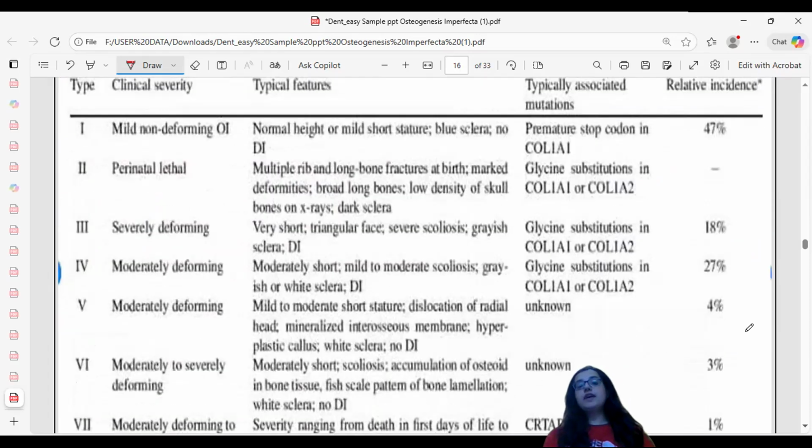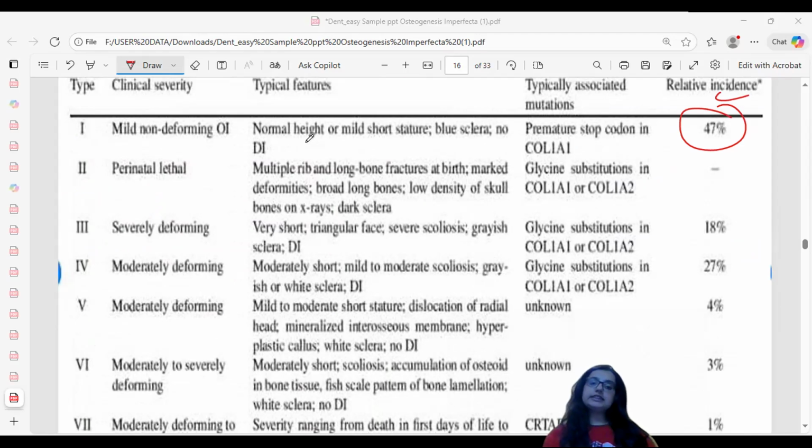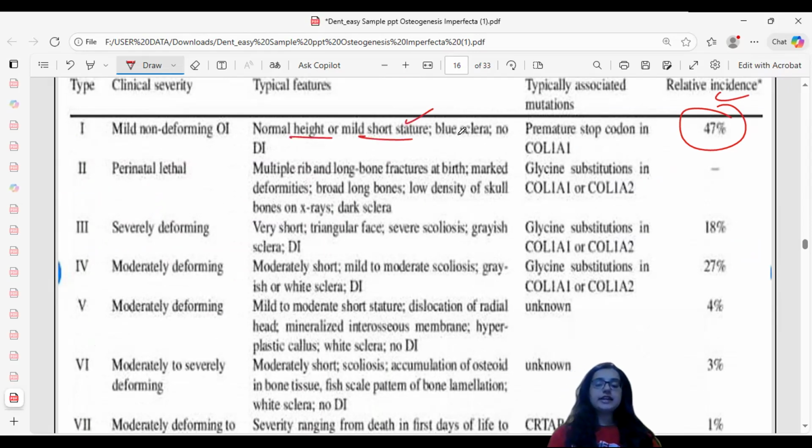Coming on to the more advanced classification, the recently modified classification, it involves the relative incidence. The 47% is the type 1 osteogenesis imperfecta. The classification is based on the clinical features. So normal height, mild short stature. Short stature is generally what we see in the patients of osteogenesis imperfecta. Blue sclera is there, but is not associated with dentinogenesis imperfecta.